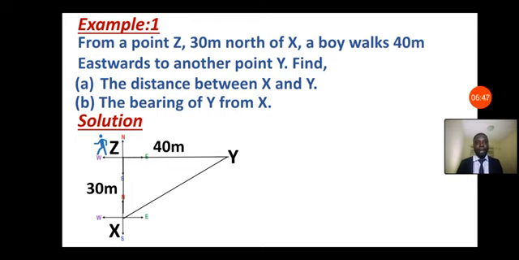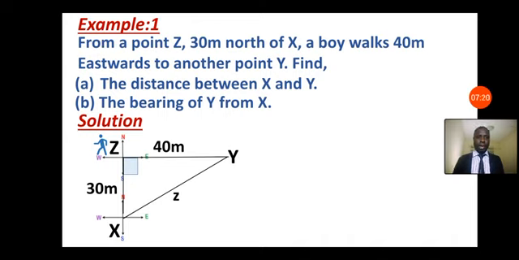Find the distance between X and Y. Given this triangle, if you look at that point Z critically, you will notice that Y is in the eastern direction and X is in the southern direction. So that simply tells us that our point Z should be a right angle. So I'll put my right angle there. Good. Now we have it as a right angle triangle.